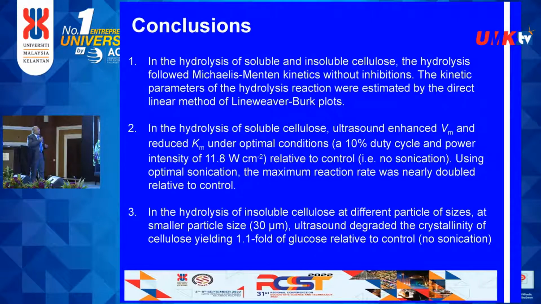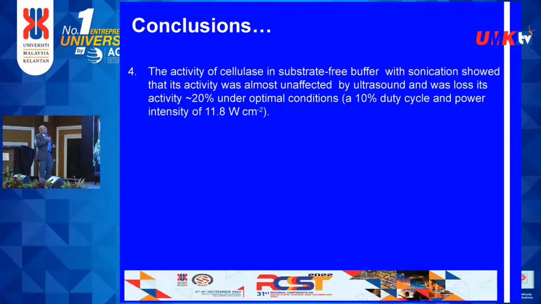In the hydrolysis of insoluble cellulose at different particle sizes, at the smaller particle size, 30 micron, ultrasound degraded the crystallinity of the cellulose, yielding 1.1-fold of glucose relative to control with no sonication. And last but not least, the activity of cellulase in substrate-free buffer with sonication was almost unaffected by ultrasound and lost nearly 20% of its activity under the optimal condition, which is at 10% duty cycle and power intensity of 11.8. This is based on the tested regimen that we use in the process.